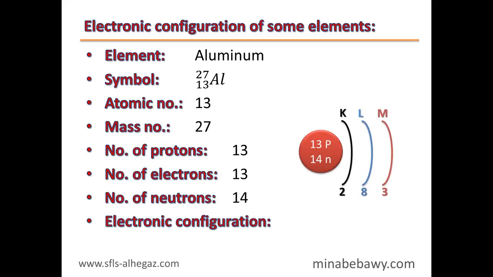Electronic configuration for aluminum. Its nucleus contains 13 protons and 14 neutrons, and aluminum atom contains 13 electrons, which are distributed in 3 energy levels. K will take 2 electrons, L will take 8 electrons, M will take 3 electrons. So the electronic configuration of aluminum is K2, L8, and M3 electrons.